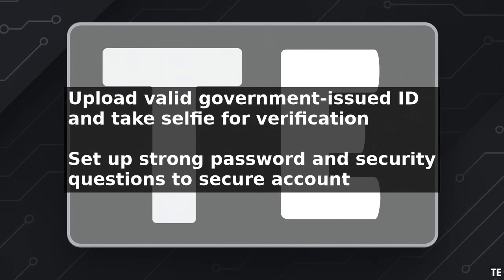Once you have completed the sign-up process, you will be asked to add a funding source such as your debit or credit card. You can also add money to your Revolut account using UPI or net banking. Make sure to review the terms and conditions before adding a funding source. After adding a funding source, your Revolut account will be activated and you can start using it to make transactions.